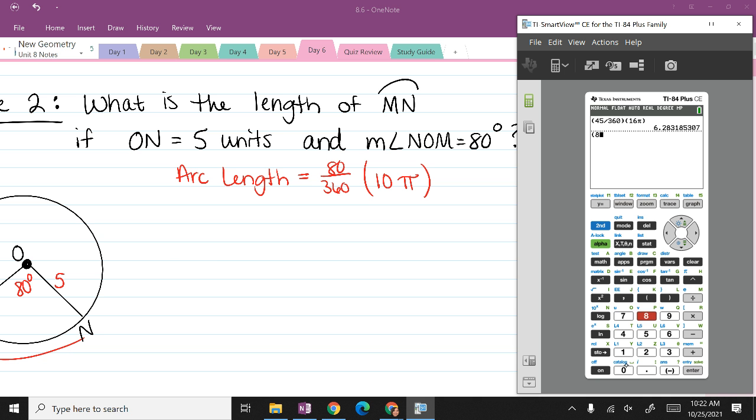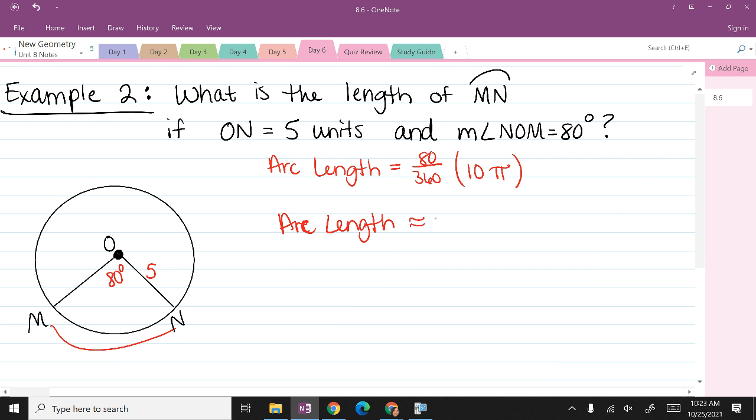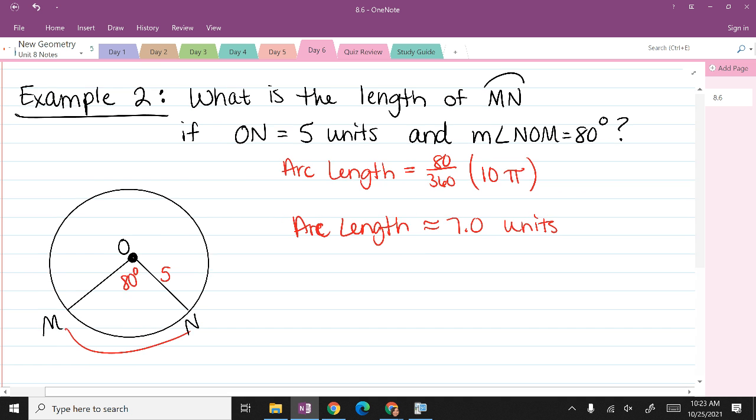So parentheses 80 over 360, parentheses times 10 pi, or pi times 10, either one. Y'all tell me what you're getting. Approximately 7.0. When you round it to one spot, if it's 2 spots, it'll be 6.98. Y'all agree? So arc length is approximately 7 units. All right. Any questions about finding the length of an arc? Okay. Well, that is the end of finding arc length.